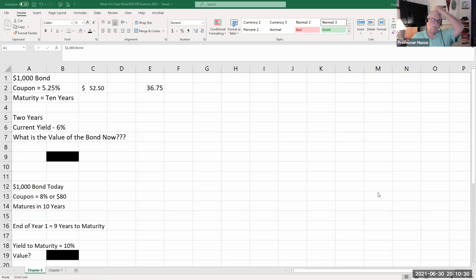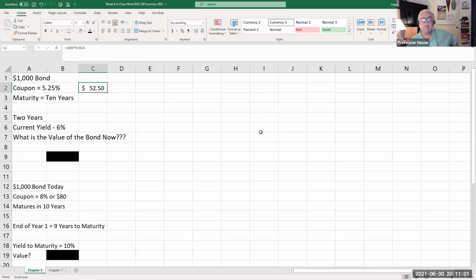All bonds are in $1,000 denominations. If I want to buy a bond in a company, I'm going to lend them $1,000. In return, they give me a coupon, and the coupon would be on the bond. Let's say in this example, the coupon is 5.25%. So 5.25% of $1,000 is $52.50.